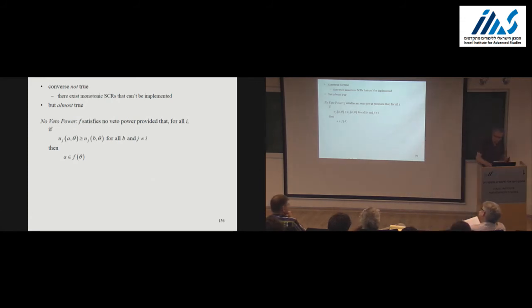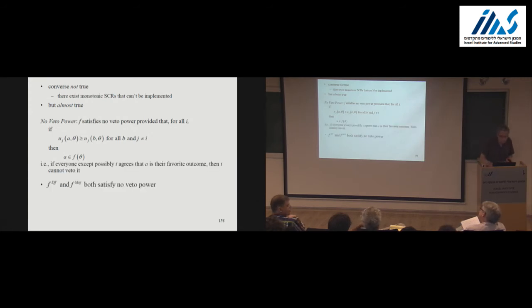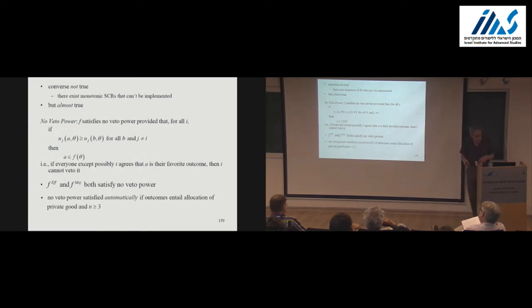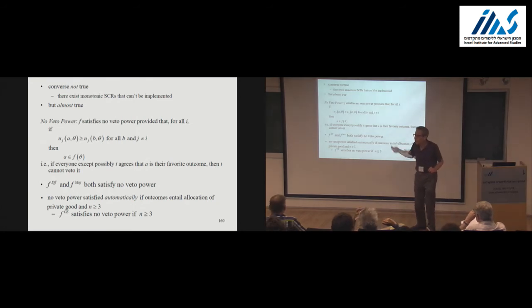But even in circumstances where we're not allocating private goods, there are lots of social choice rules that satisfy no veto power. If we pick out the Pareto optima, that clearly is going to satisfy no veto power. Majority rule satisfies no veto power. And for the reasons I just went into, if we look at the competitive equilibrium social choice rule, that's going to satisfy no veto power as well, as long as there are at least 3 people.